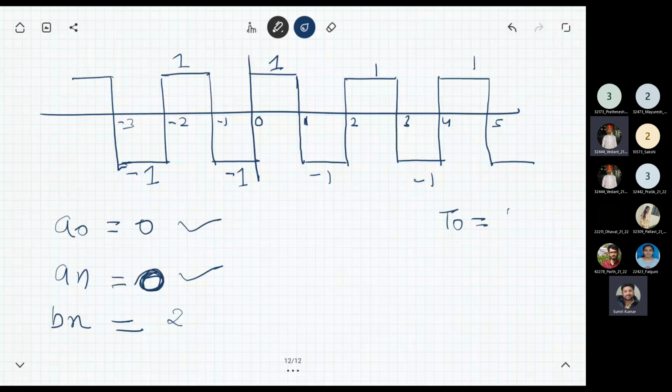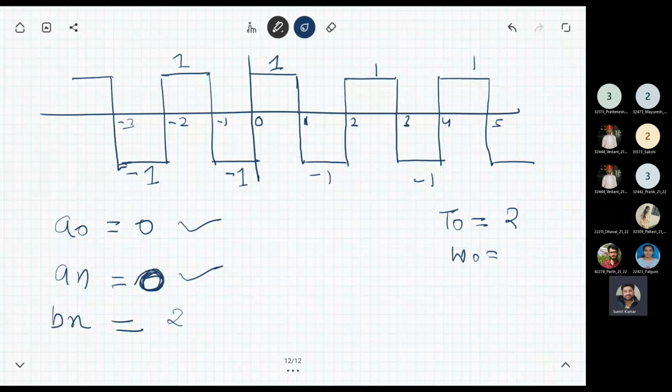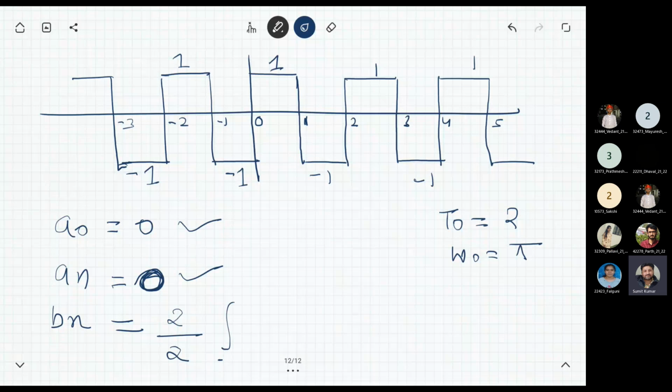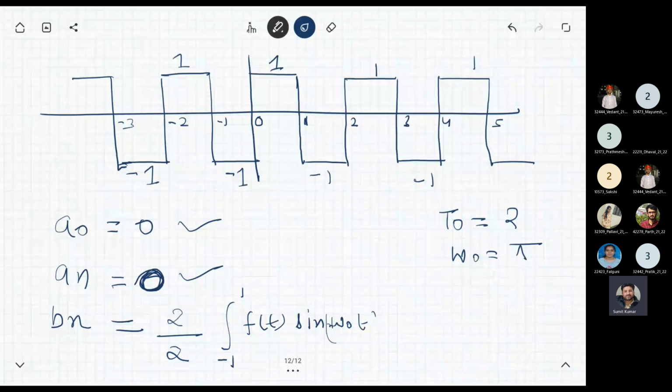What is going to be omega naught? Pi. 2 pi by T naught, so 2 pi divided by 2 is equal to pi, right? And this bn will now be equal to 2 by 2, integration between, let's say, minus 1 to 1, f(t) sin n omega naught t dt, right? This is what we will be having.